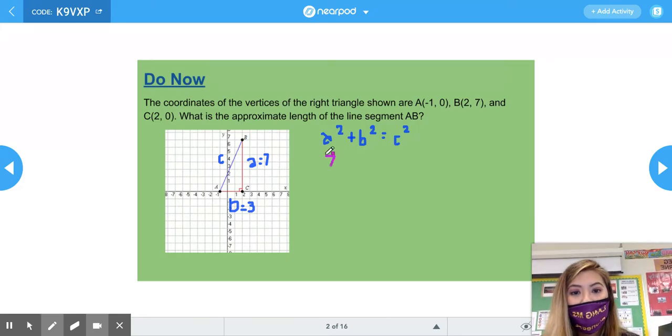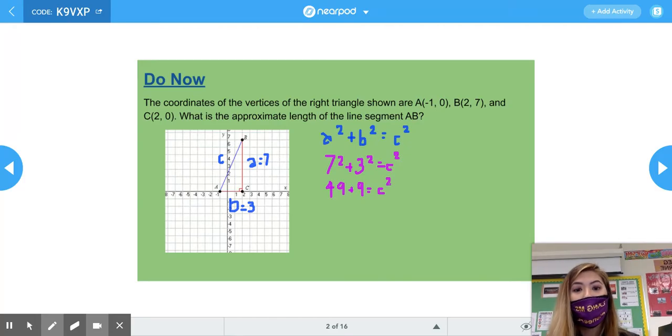So A is 7, so we have 7 squared, plus B is 3, so we have 3 squared, is equal to C squared. 7 squared is 7 times 7, which is 49. 3 squared is 3 times 3, which is 9. And then we have to add together 49 plus 9. 49 plus 9 is 58.